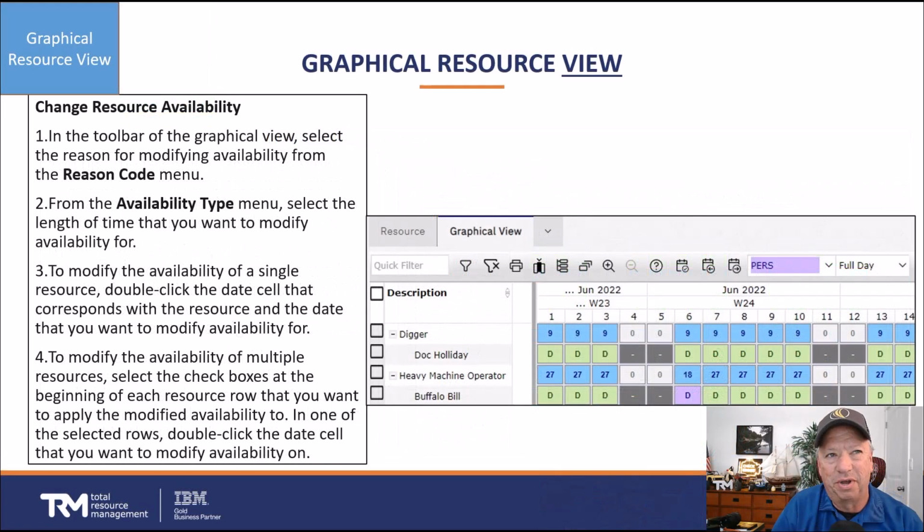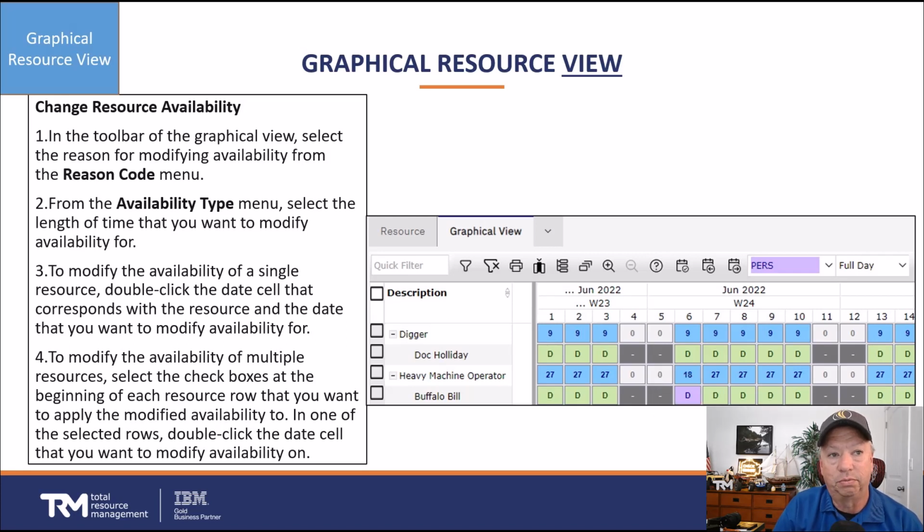All right, so how do you go about changing that availability? This can be a little tricky to the uninitiated. The steps are there on the screen, you can see that. Basically, you first choose the reason for the change in availability. Then from that menu, you choose the length of time that you wish to modify that availability for. Then you double click, and that's a trick, double click on the data cell that corresponds to the resource and the date that you're changing their availability for.